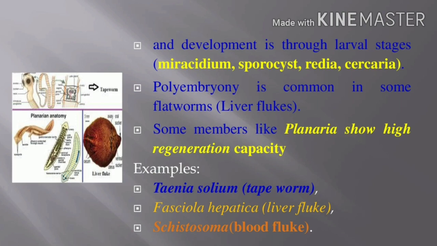Hepatic means liver, liver cells. So it's a liver fluke, it's Fasciola hepatica. Blood fluke is Schistosoma.